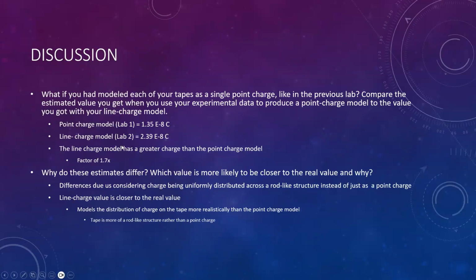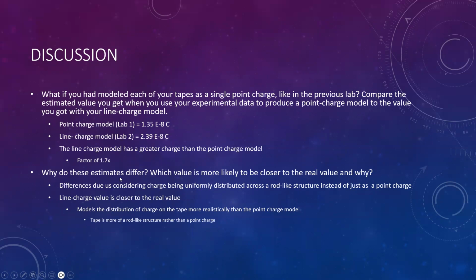What if you had modeled each of your tapes as a single point charge, like in the previous lab? Compare estimated values. The point charge in lab 1 was 1.35 times 10 to the negative 8th coulombs, and the line charge model in lab 2 was 2.39 times 10 to the negative 8th coulombs. The line charge model gives a much greater charge than the point charge model, by a factor of 1.7.